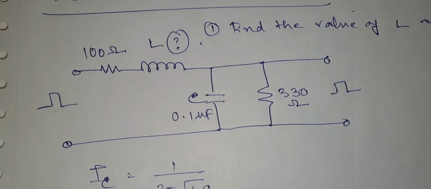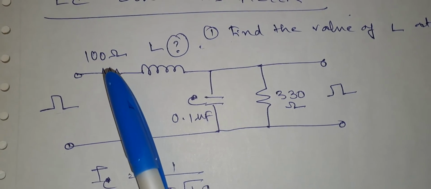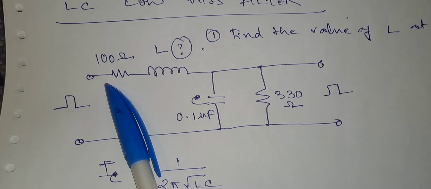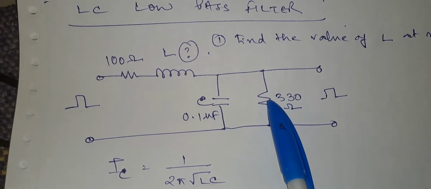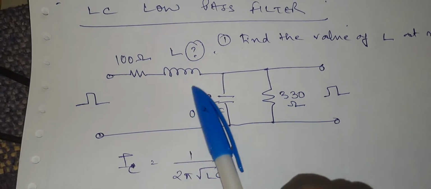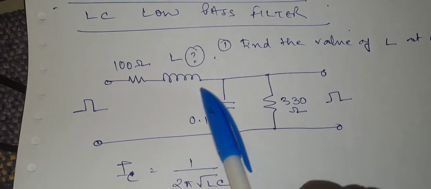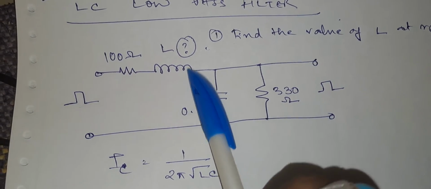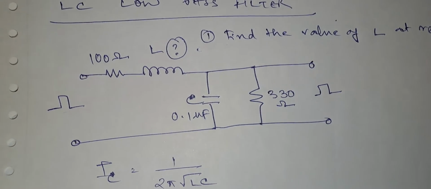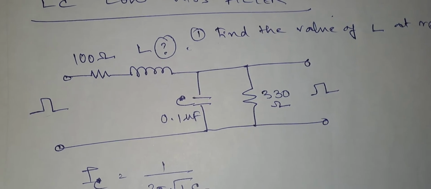So let us look into the circuit diagram. The circuit diagram will be like this: 100 ohm current limiting resistance, here will be the inductor, here is the capacitor, and here is the load resistor. We don't know the value of L. This is just an inductor I was having. I just put it here and I am testing the low pass filter. So let us look into the waveforms in the oscilloscope.